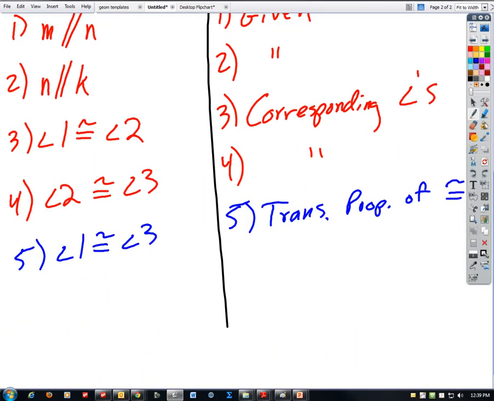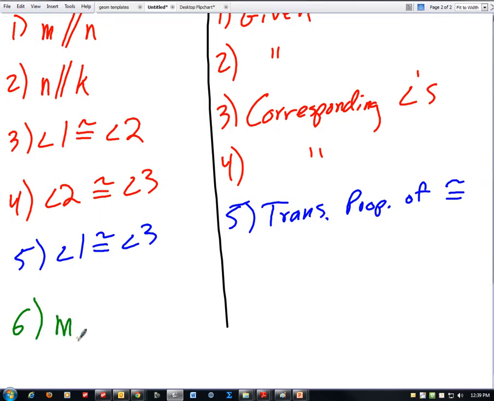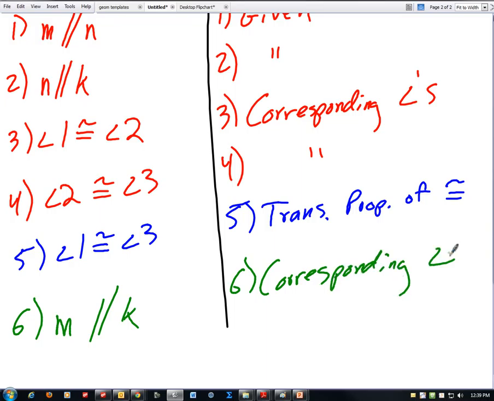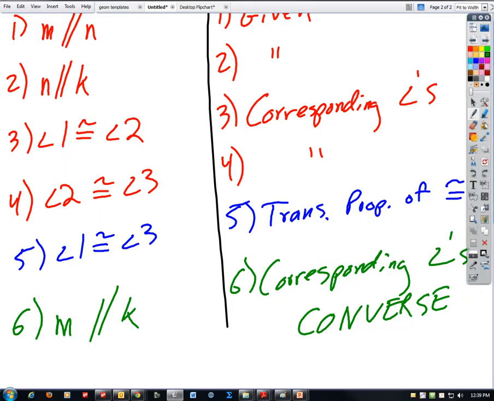And so our final step then is M is parallel to K by corresponding angles converse, right? Okay. Make sense? Yep. Okay. All right. So then, what do we get in this?